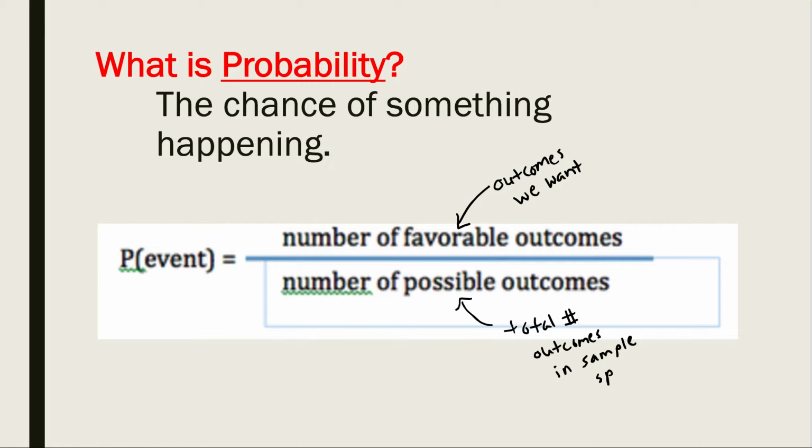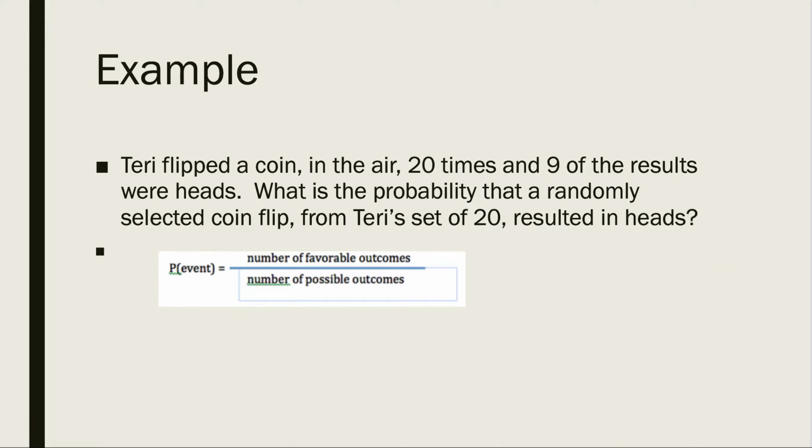So we're going to start with a couple of really easy basic examples just so we can get an idea of how the formula works. Our first example says that Terry flipped a coin in the air 20 times and 9 of the results were heads. What is the probability that a randomly selected coin flip from her set of 20 resulted in heads? So she flipped the coin 20 times and she got heads 9 times. And now we want to know what is the probability that she got heads.